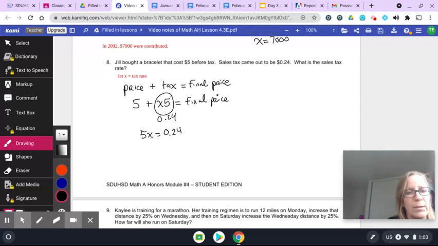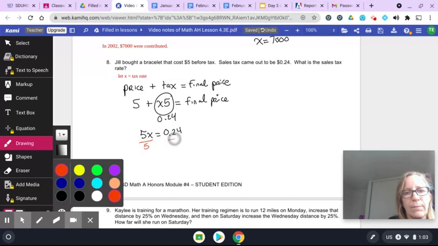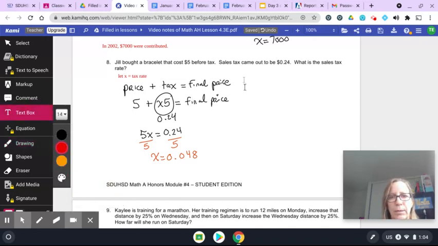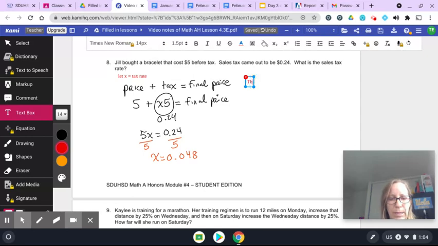So to figure out the tax rate, I'm going to divide both sides by 5. $0.24 divided by 5. They are not in California because they are paying only a 4.8% tax, and ours is like 8.25. Okay, so we write it as a percent. So the tax rate was 4.8%.